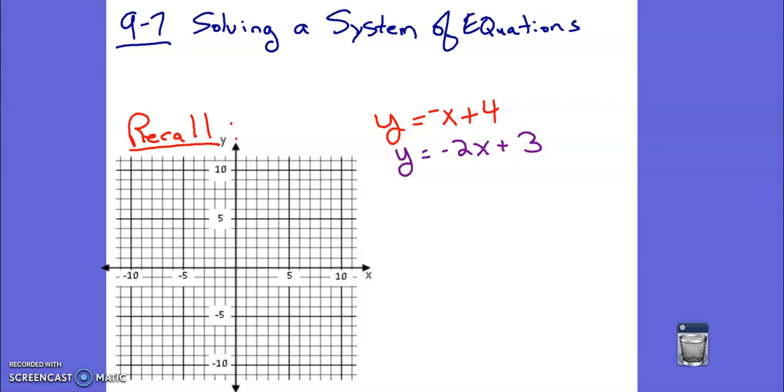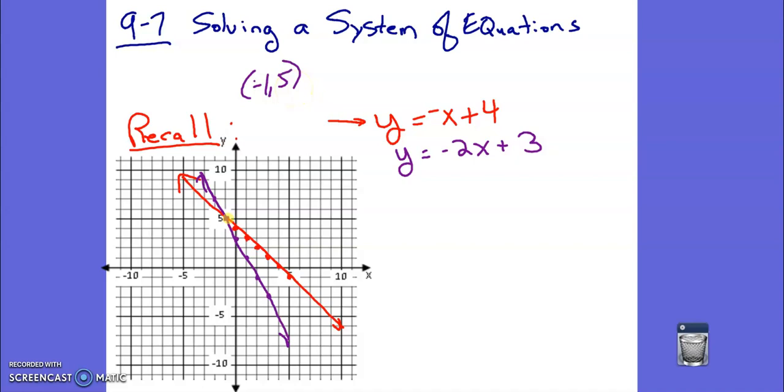So first here, we had a red line, negative x plus 4, this line right here. So if we graph this, it's going to look like this. We'll graph that line. Graph the purple line. And notice the point of intersection is right there. So we found the point negative 1, 5. Right? So we did that back already, again, at the beginning of the year.